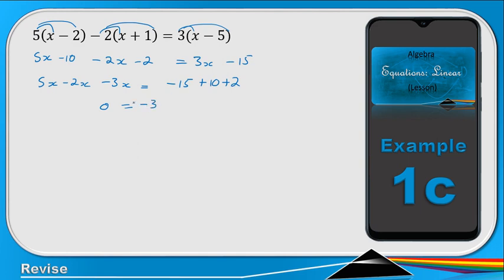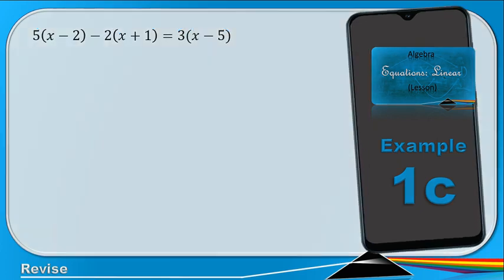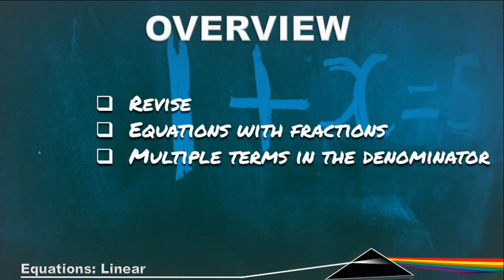So in this case we have 0 equal to negative 3, which is not true. 0 cannot be equal to negative 3. And if this ever happens, then you have that there is no solution. Okay, so those were linear equations.